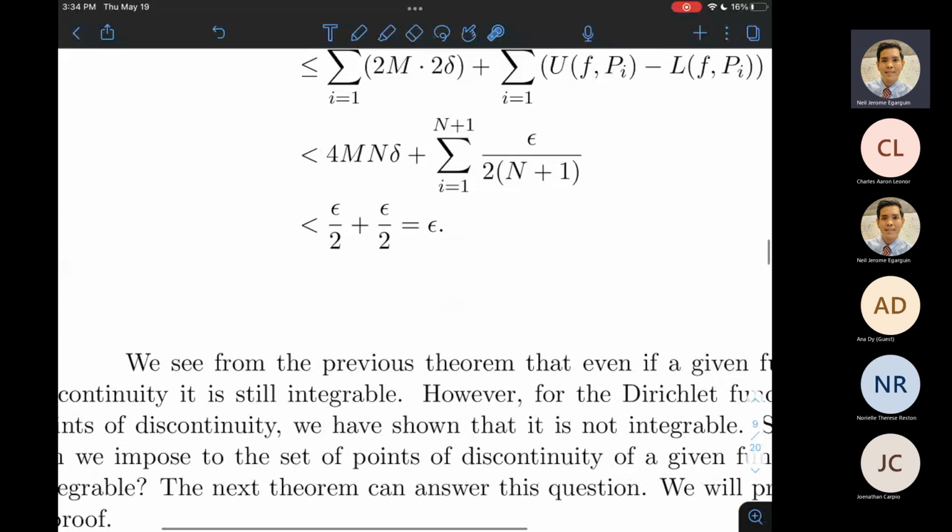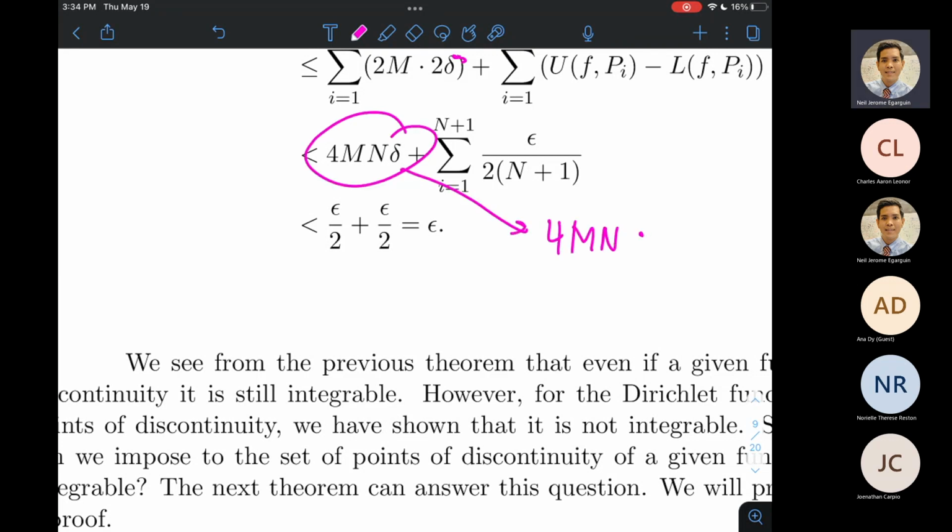So that means this guy, nasaan na tayo? So ito ay magiging 4Mn. Pero si delta ay hindi lalampas ng epsilon over 8Mn. Yun naman pala. Kaya merong Mn doon. Para makancel, 4 over 8, epsilon over 2, yun. Epsilon over 2 rin. Epsilon over 2 plus epsilon over 2 equal kay epsilon.